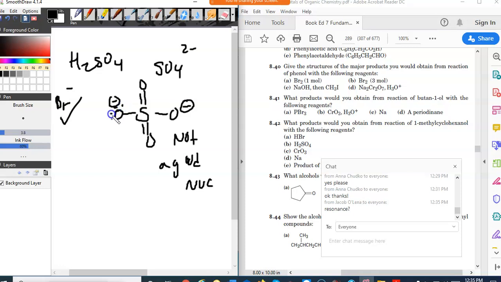Anytime I say, why is this not good? Resonance, exactly. In fact, this has quite a bit of resonance. These lone pairs are preoccupied in the resonance of our sulfate ion. So this is not a good nucleophile.